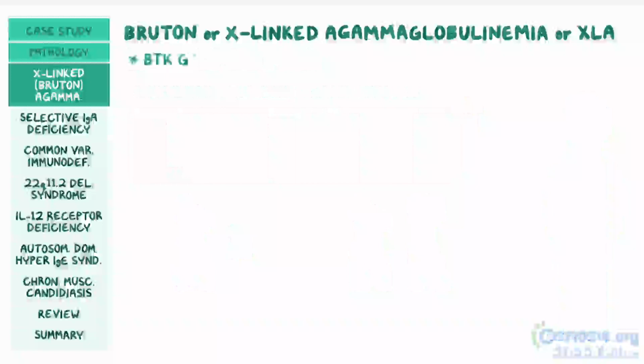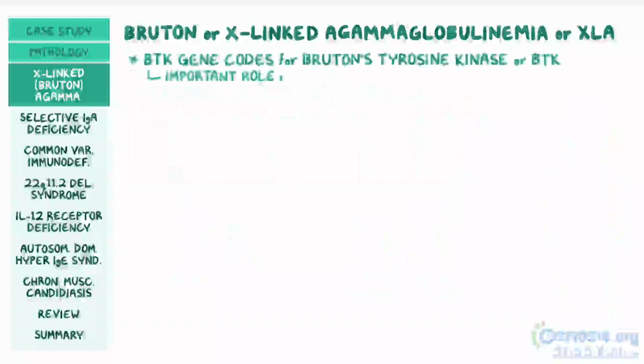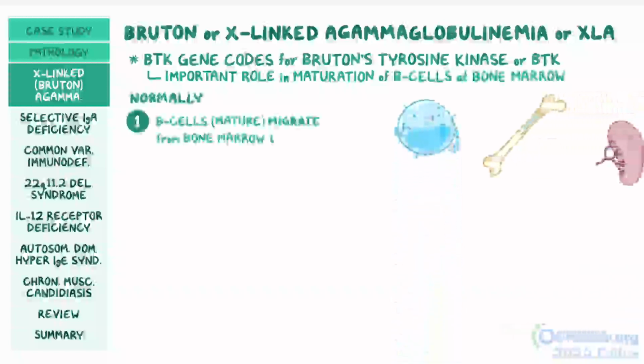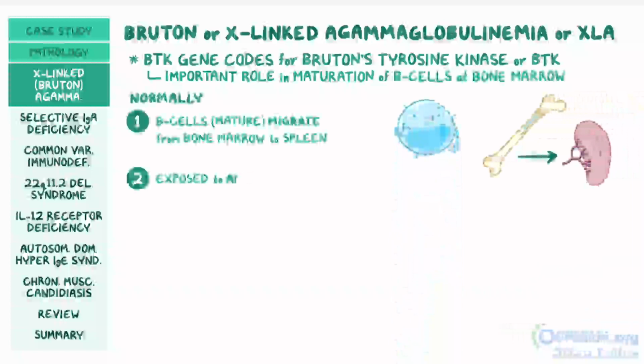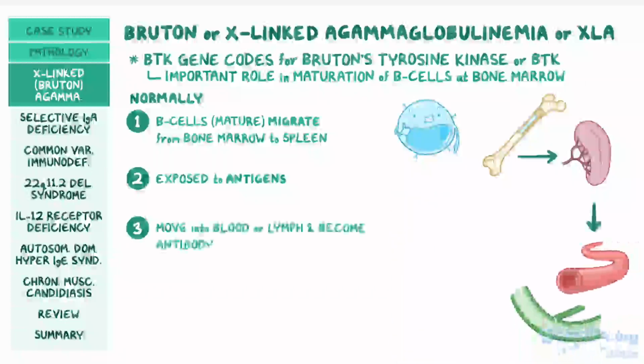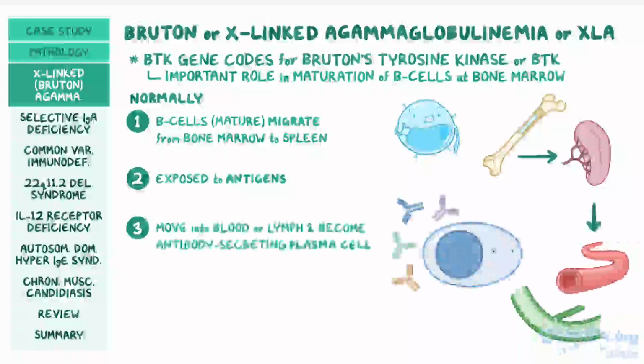Now, the BTK gene codes for an enzyme called Bruton's tyrosine kinase, or BTK, which has an important role in the maturation process of the B cells at the bone marrow. Normally, once B cells are mature and ready, they can migrate from the bone marrow to the spleen, where they're exposed to antigens, and finally move into the blood or lymph and become an antibody-secreting plasma cell.